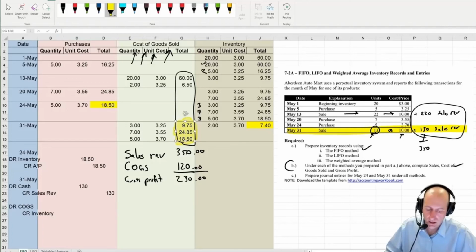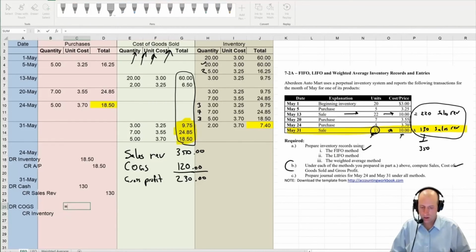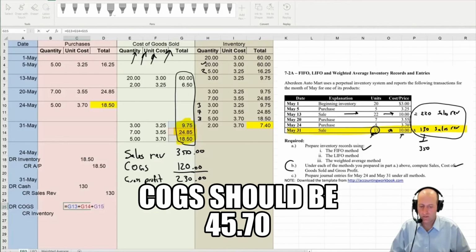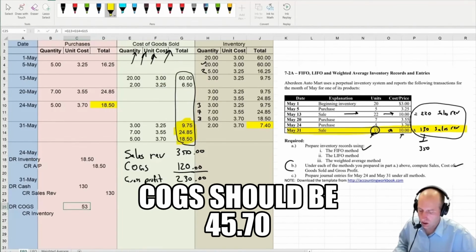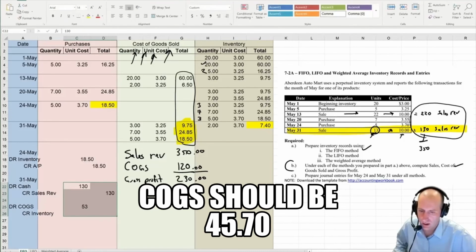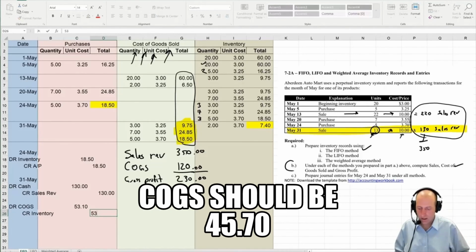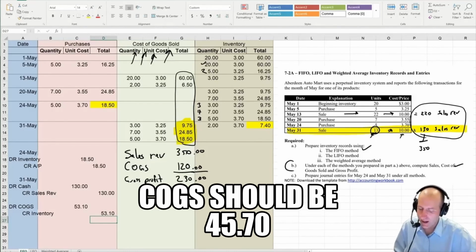So I'll sum this up, equals that cell G13 plus G14 plus G15, 9.75 plus 24 plus 18.50. Oops, yes, I accept. It's $53. Let's just make sure we don't have any rounding issues here. I bet you there's some change there, and this cell is just rounding up. Yeah, $53.10. So 53.10 is our credit to inventory, and there we have it. We've done the journal entries for part C.